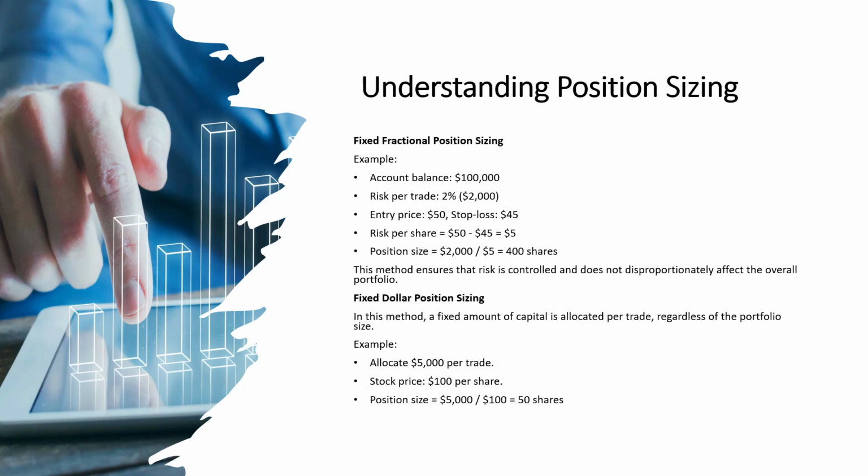This slide presents two key position sizing methods to manage risk effectively. The first example follows a fixed percentage risk model, where a trader risks 2% of a $100,000 account per trade, leading to a position size of 400 shares based on a $5 risk per share. This approach ensures that risk remains proportional to account size and does not significantly impact the portfolio. The second method, fixed dollar position sizing, allocates a set amount, such as $5,000 per trade, regardless of portfolio size, resulting in 50 shares at $100 each. Both strategies help traders control risk, but the best choice depends on individual risk tolerance and trading style.